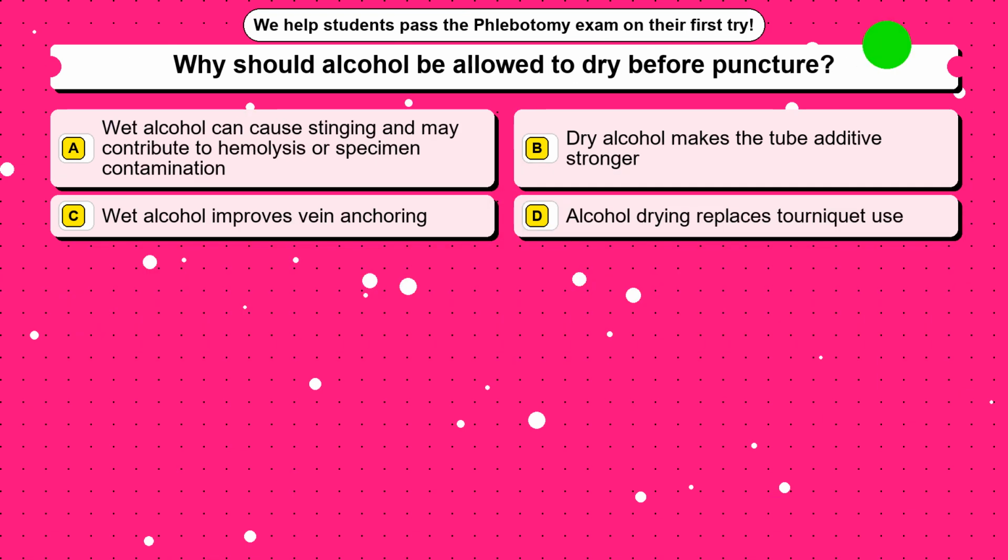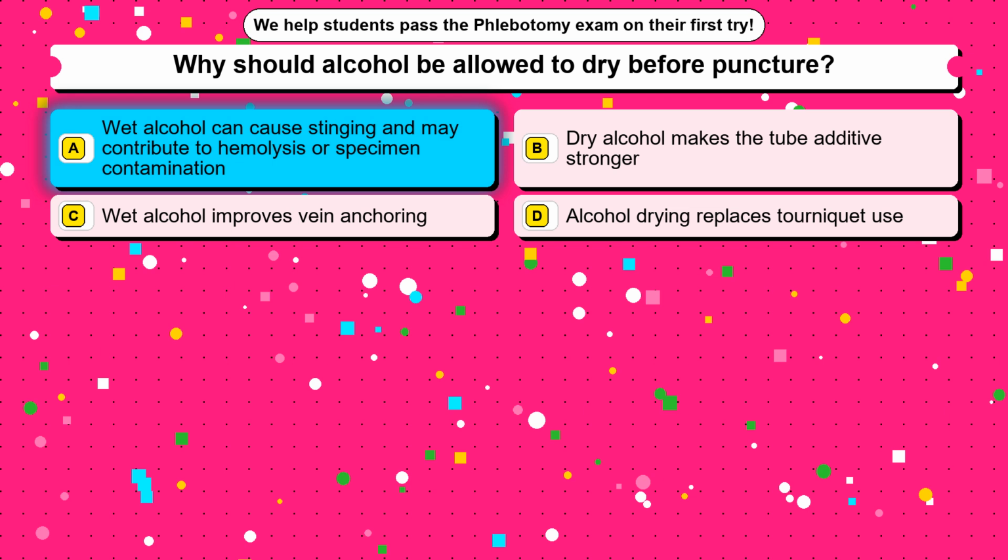Question 69. Why should alcohol be allowed to dry before puncture? Option A, wet alcohol can cause stinging and may contribute to hemolysis or specimen contamination. Option B, dry alcohol makes the tube additive stronger. Option C, wet alcohol improves vein anchoring. Option D, alcohol drying replaces tourniquet use.